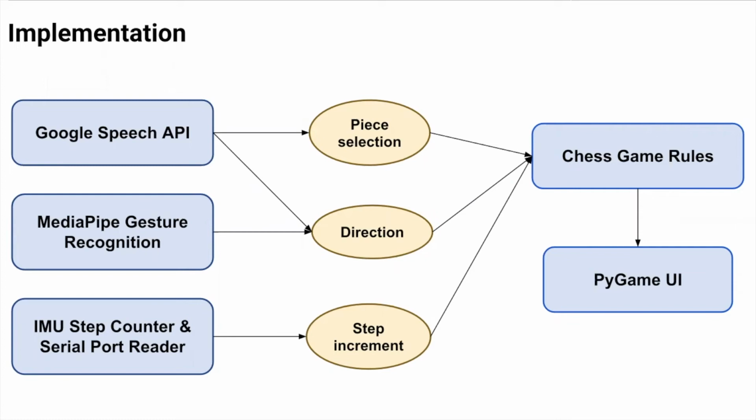And lastly, for the IMU step counter, I used an IMU that is connected to an embedded chip, which would write to a serial port on a computer, and reading the serial port would allow us to get the step increments. And eventually we would put all three together into the chess game rules, and enforcing the constraints, we would update the visualization of the Pygame UI.